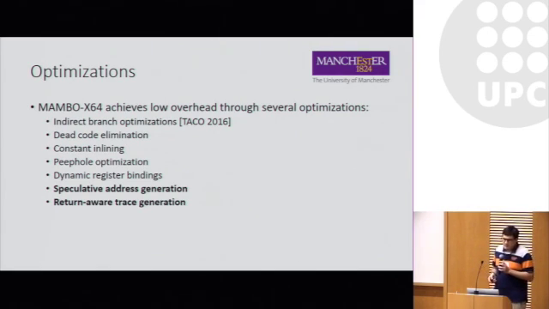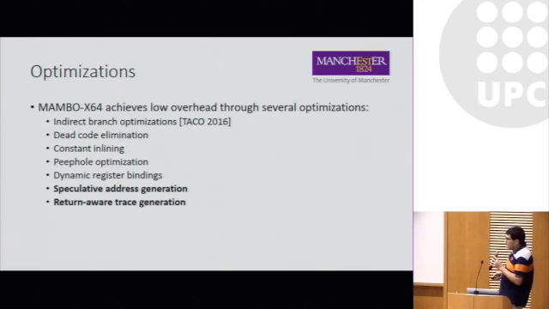Then there's the usual compiler optimizations that you should all be familiar with, such as dead code elimination, constant inlining, and peephole optimizations. We also make use of dynamic register bindings. So for floating point registers, we can't actually fit all of the 32-bit floating point registers in the 64-bit floating point register bank, so we have to dynamically allocate them. And in this case, we have several optimizations, including the main one being keeping allocated registers live across fragment boundaries, so we don't need to store them to memory and reload them.